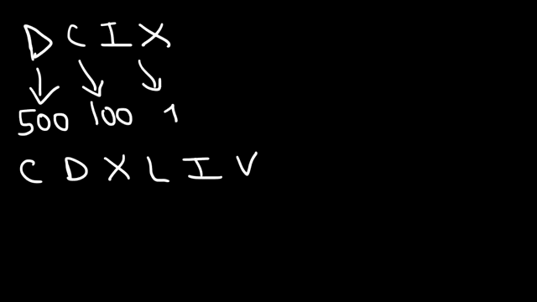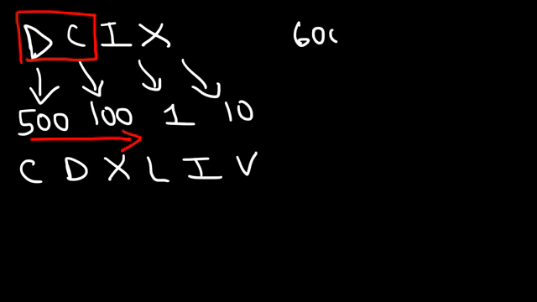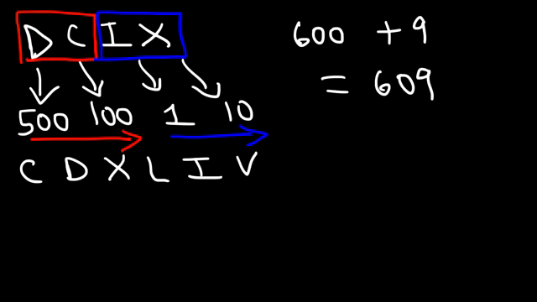Now let's go ahead and try these two examples, DCIX and also CDXLIV. So feel free to pause the video and try those two problems. So we know that D represents 500, C is 100, I is 1, X is 10. So going from 500 to 100, it's in descending order, which is what it should be, so we need to add. 500 plus 100 is 600. Now looking at the last two, notice that it's in ascending order. It's going from a small number to a big number. So therefore, we need to subtract. So 10 minus 1 is 9. So this is going to be 600 plus 9, which is 609. So DCIX represents that number.